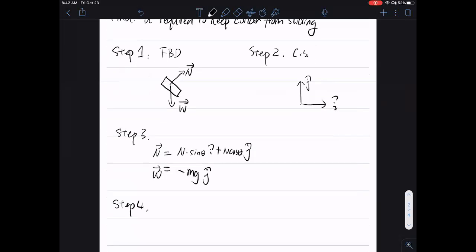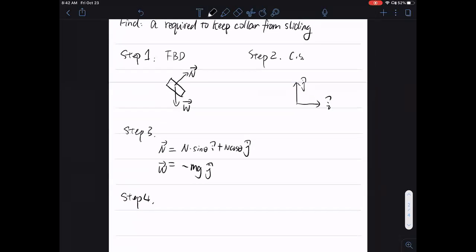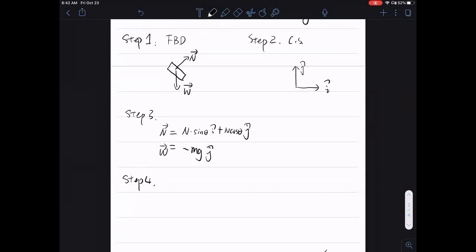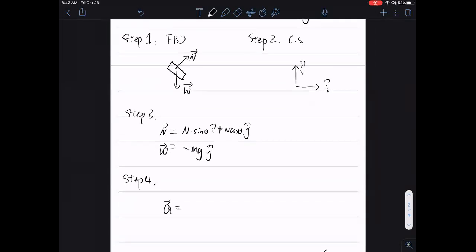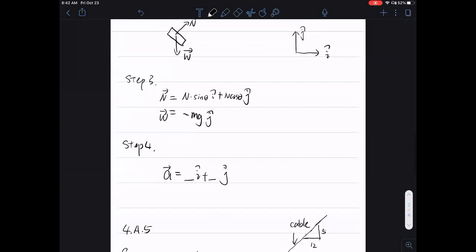Step 4. So write the acceleration. In this case, the acceleration should be A equals something I plus something J. Here we don't really have a path coordinate system or polar coordinate system. I think Cartesian is more than enough to describe the acceleration. So my question is, acceleration A should have both I and J components. On which direction should the acceleration be 0?